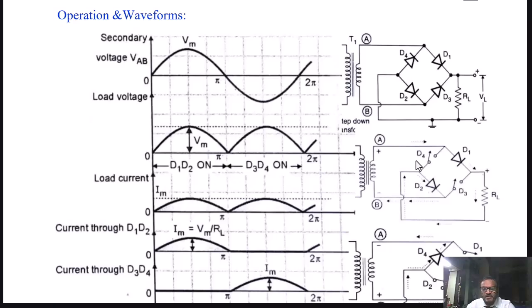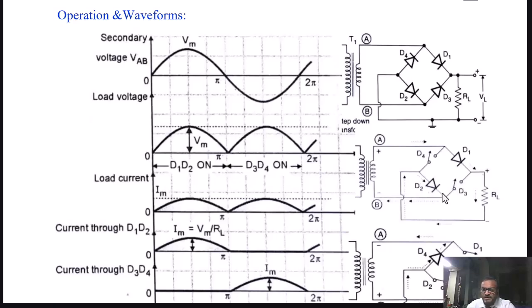During the positive half cycle of the input, that is from the interval 0 to pi, VAB is positive at A and negative at B. And therefore, the diodes D1 and D2 get forward biased, whereas D3 and D4 get reverse biased. And therefore, diodes D1 and D2 act as on switches, whereas D3 and D4 are in off state.